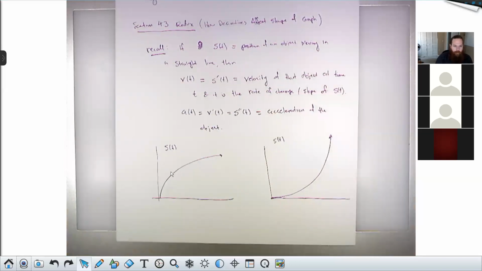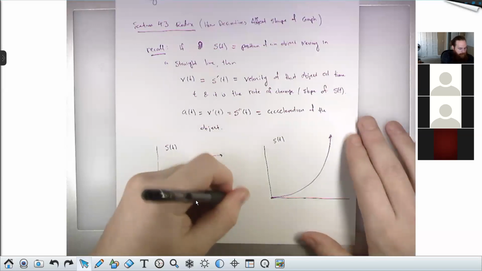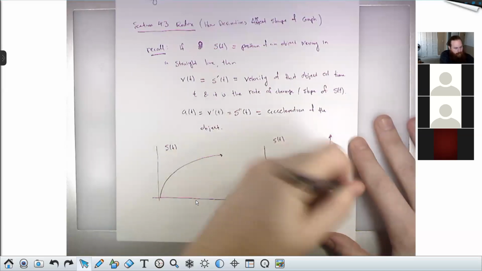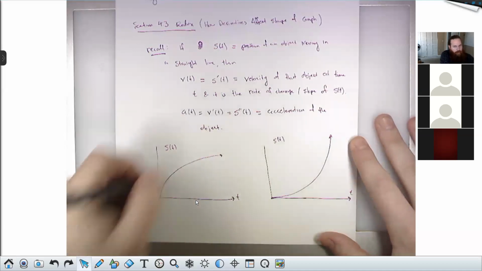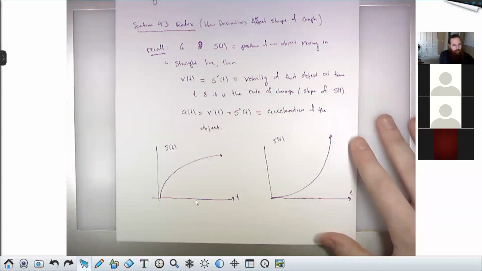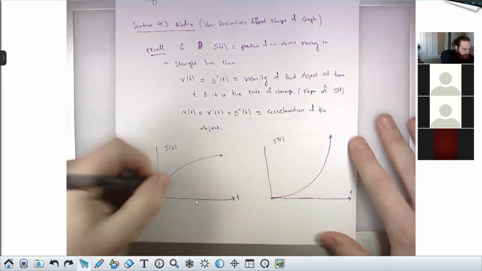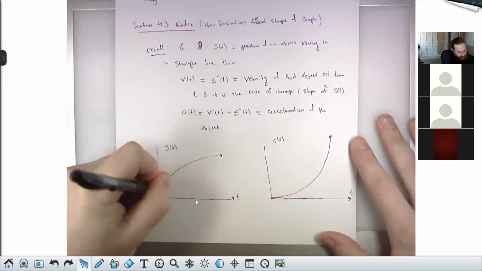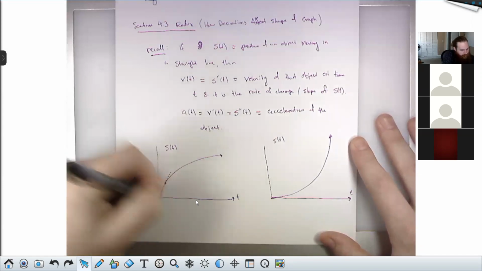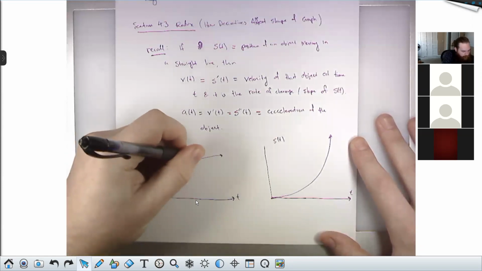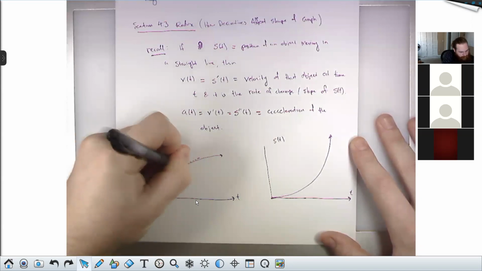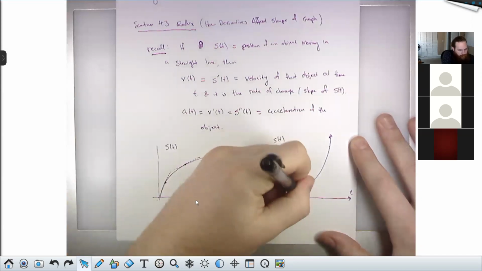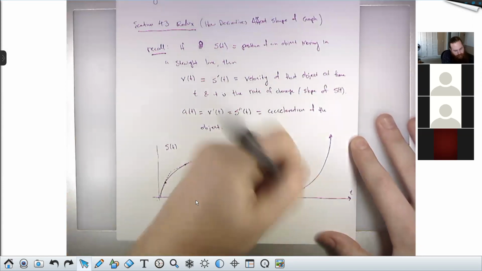In this first picture, my position starts out down here at 0, and as time increases, so this is my t-axis, my position is getting larger and larger. So my object is moving forwards. My slopes here are all positive. And that makes sense because this is an increasing function. We can see that. My slopes here are also all positive.